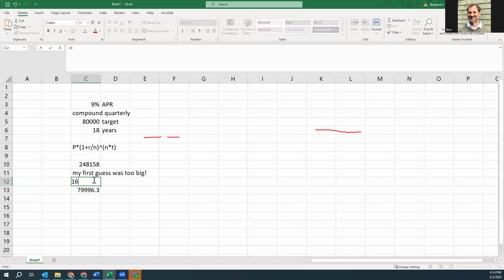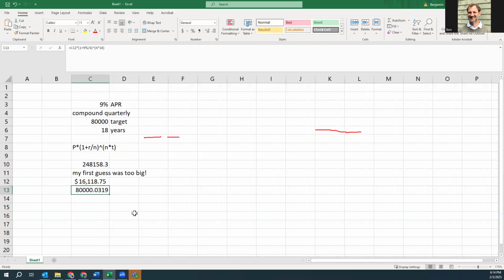So this is just trial and error. I'm just crunching this out until I get to the point where I'm getting really close now. 118.5, 16,118.75. Holy Moses, that was it right there. Exactly right. And this is 3 cents too big. So let's go down.